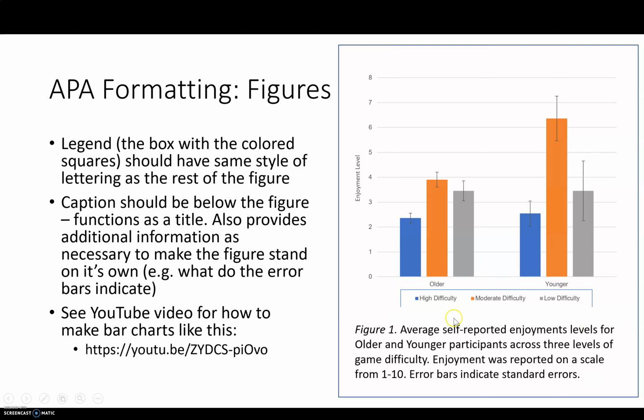This down here is your caption. So you can see there's no title up on the top of the chart as you're accustomed to seeing. This is really your title: average self-reported enjoyment levels for older and younger participants across 3 levels of game difficulty. And then you'll want some additional info so that the figure can stand on its own. So I add enjoyment was reported on a scale from 1 to 10, and then you'll for sure want to indicate error bars, indicate standard errors.